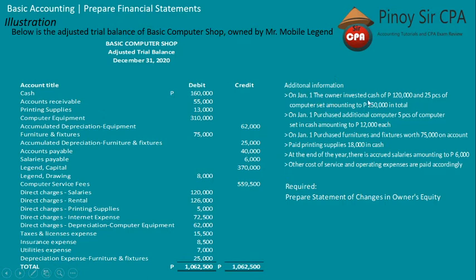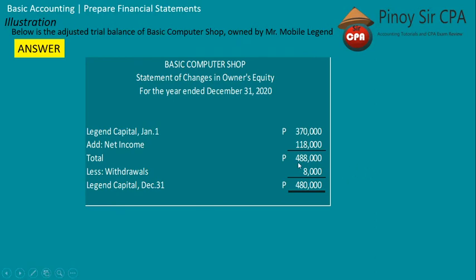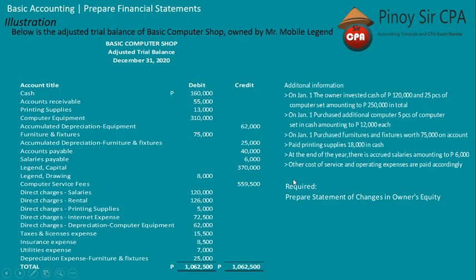On January 1, the owner invested cash of 120 and 25 pieces of computer set amounting to 250,000 in total. So that's how you arrive at the 370,000 as the beginning capital. 120 plus 250,000. So ito yung nandito din sa adjusted trial balance niya. So purchase additional computer, wala namang investment na sinabi, no? Walang additional investment. So as is na yon. So 488,000 less withdrawal. Meron bang withdrawal? Yes. Ayun. Ito, 8,000.